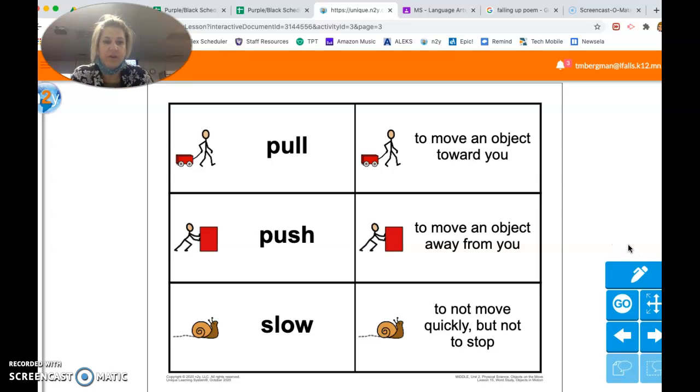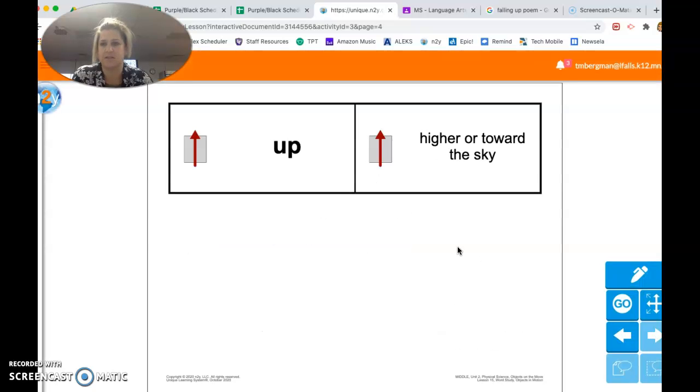So push, when you move an object away from you. Remember the example from when we were talking about swinging, right? So you can use a little force to push on a swing, and that will make someone go slow. But if you use a lot of force to push, then that person can go faster or higher, right? Slow, to not move so quickly, but also not to stop. So just moving slower, not stopping. And up, to go higher or toward the sky. Okay, so those are our review vocabulary words for this month. Now let's get on to our lessons.